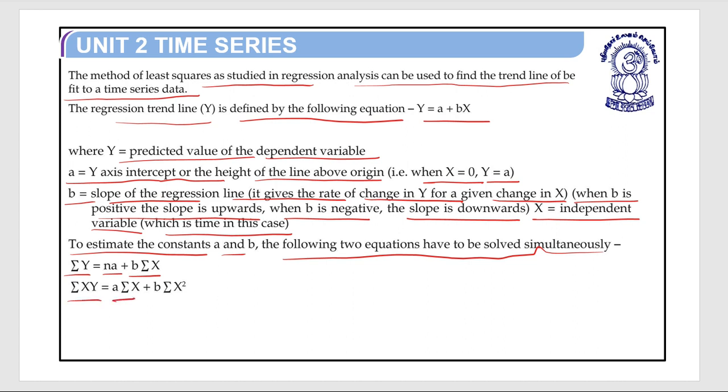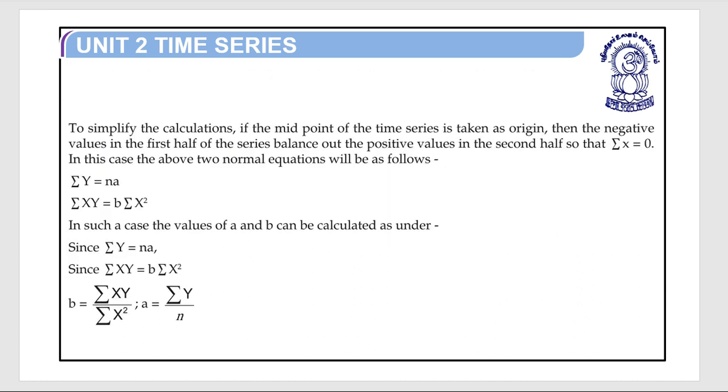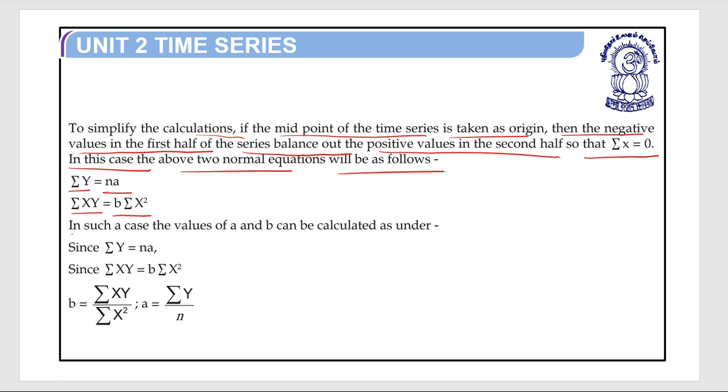Sigma xy is equal to a sigma x plus b sigma x square. To simplify the calculations, if the midpoint of the time series is taken as origin, then the negative values in the first half of the series balance out the positive values in the second half, so that sigma x is equal to 0. In this case, the above two normal equations will be as follows: sigma y is equal to na, sigma xy is equal to b sigma x square. In such a case, the values of a and b can be calculated as under.